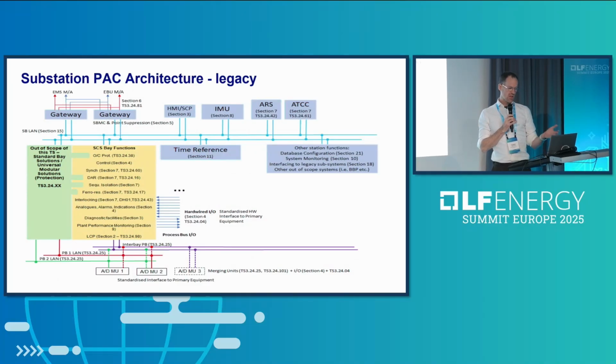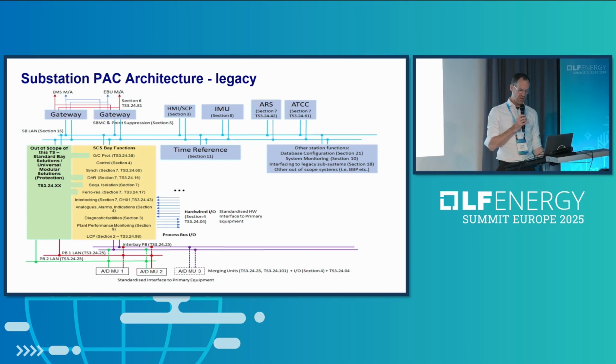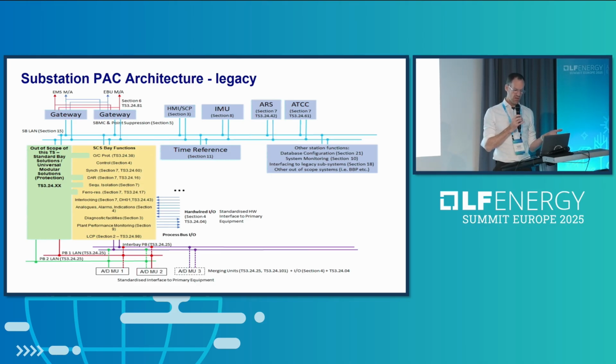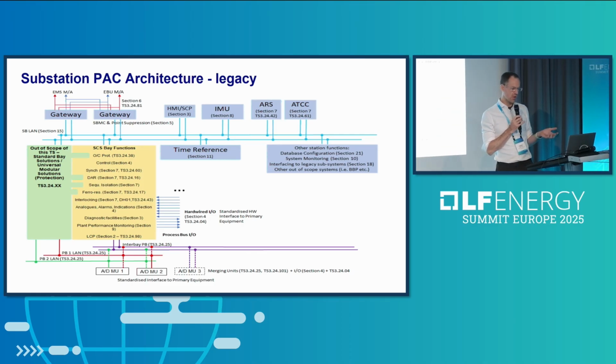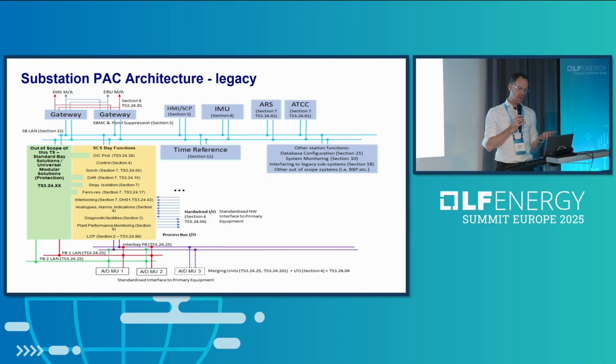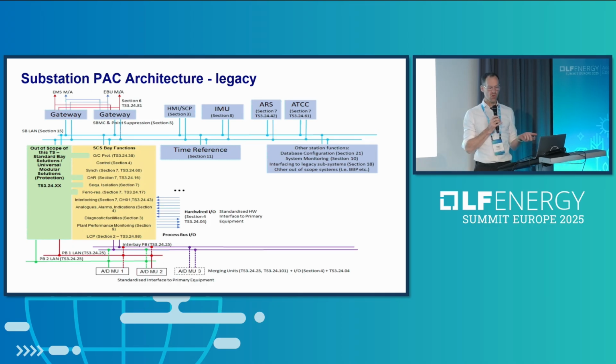Our legacy architecture for protection, automation, and control looked a bit like this. Multiple devices delivering small function groups each. So we're interfacing the control center through redundant gateways. Then we might have a separate machine for the HMI or the substation control point. We might have a monitoring server, then automation servers for automatic reactive switching and automatic tap change controllers.